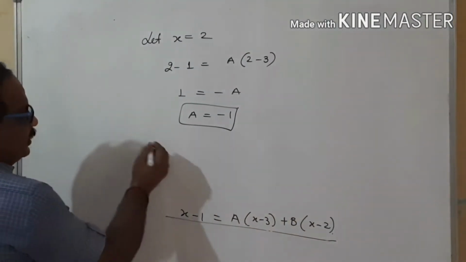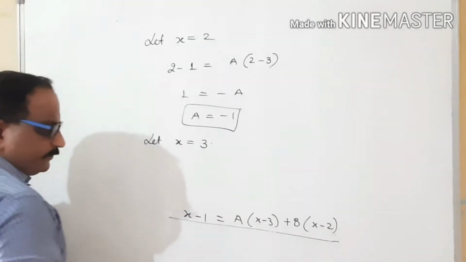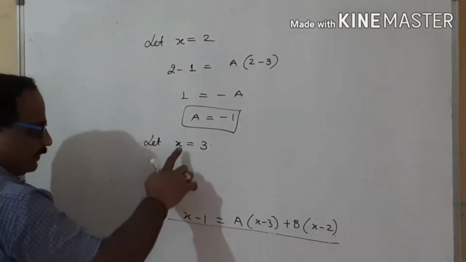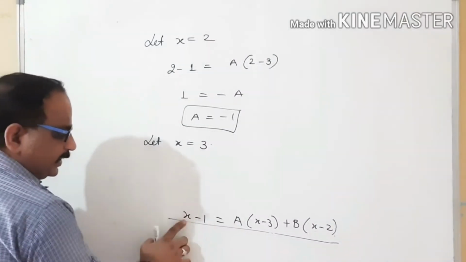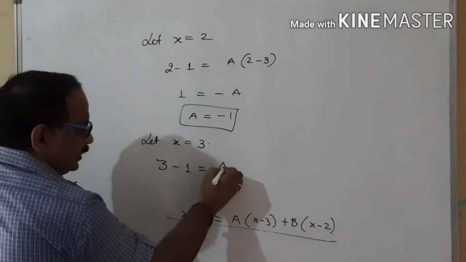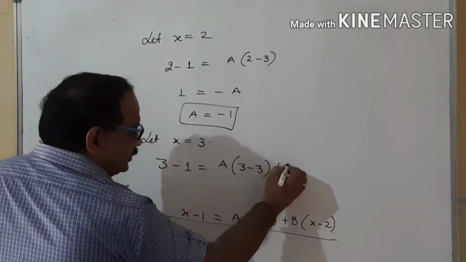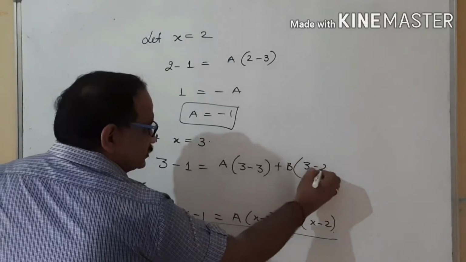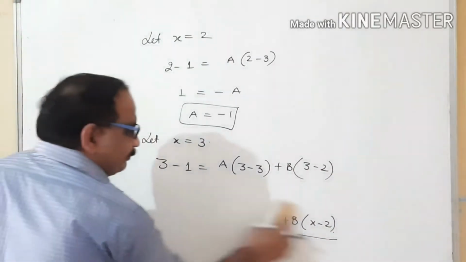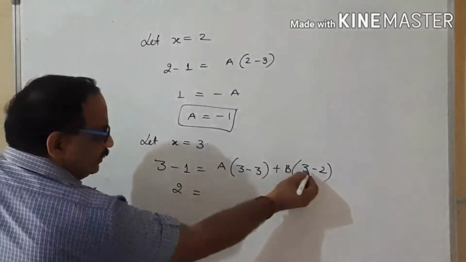After that, I have to substitute one more value, x equals 3, in both sides. On the left hand side, this is 3 minus 1. On the right hand side, the A portion, that is 3 minus 3, becomes 0, and there is B times (3 minus 2). Then we simplify. There is 2 on the left hand side, and on the right hand side it will be B.